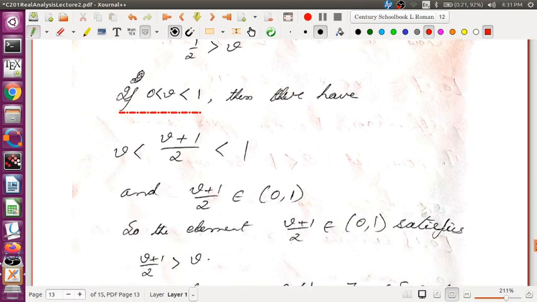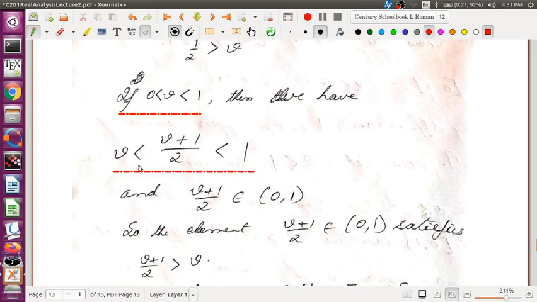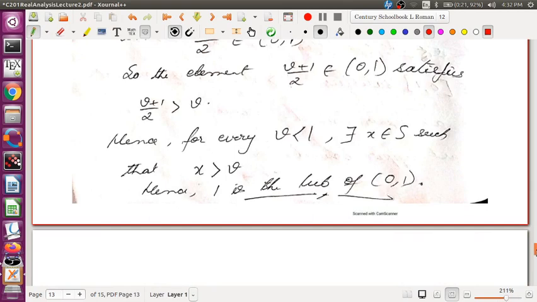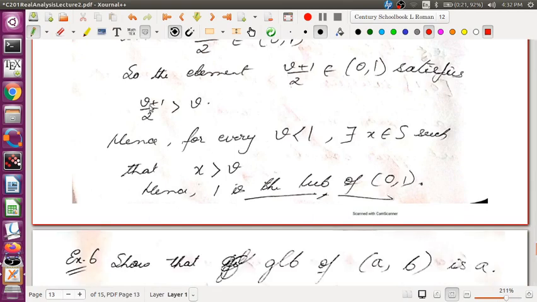If 0 is less than v is less than 1, then you observe that there are actually infinitely many numbers between v and 1. In particular, the arithmetic mean of v and 1, that is (v plus 1) by 2, is a number which lies between v and 1, right? And (v plus 1) by 2 is an element inside (0, 1), because (v plus 1) by 2 is strictly less than 1. So the element (v plus 1) by 2 belongs to (0, 1), and satisfies (v plus 1) by 2 is strictly greater than v.